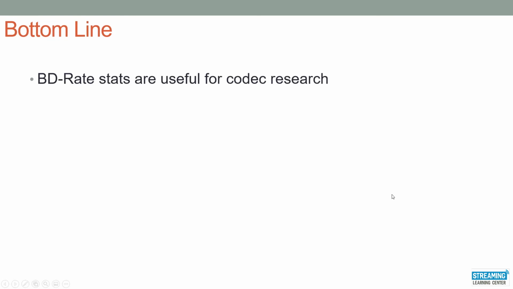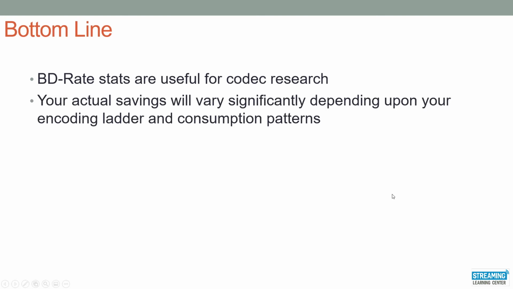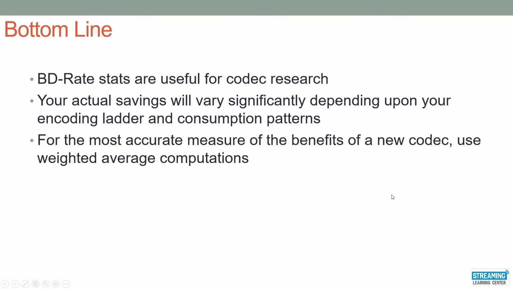The bottom line is that BD-Rate stats are useful for codec research when you're just trying to compare one codec to another, but your actual savings will vary significantly depending upon your encoding ladder and consumption patterns. And for the most accurate measure of the benefits of a new codec, use the weighted average computations, not BD-Rate.